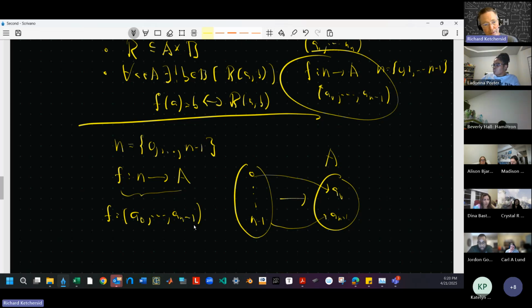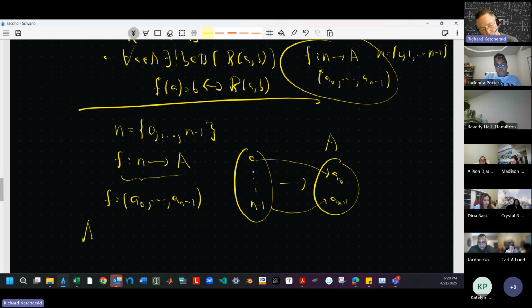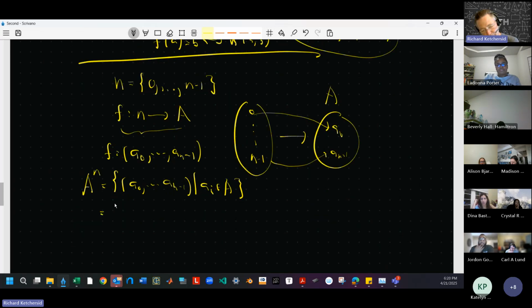So we would usually write this as A to the n, the set of all n-tuples, right? So this would be the set of all a_0 through a_{n-1}, with each a_i in A. But we could also write this as the set of all functions going from n to A, where f is a function. So those are equivalent ways of doing things, right?